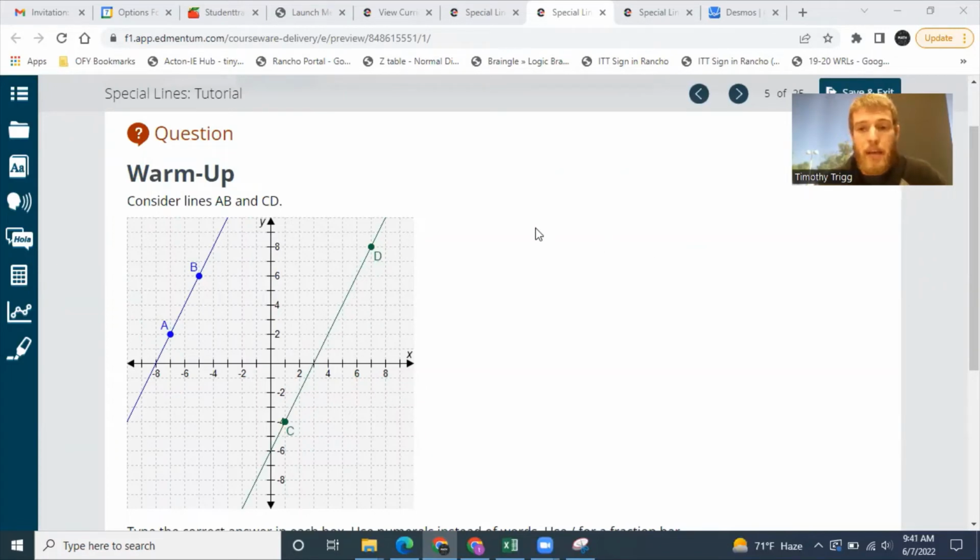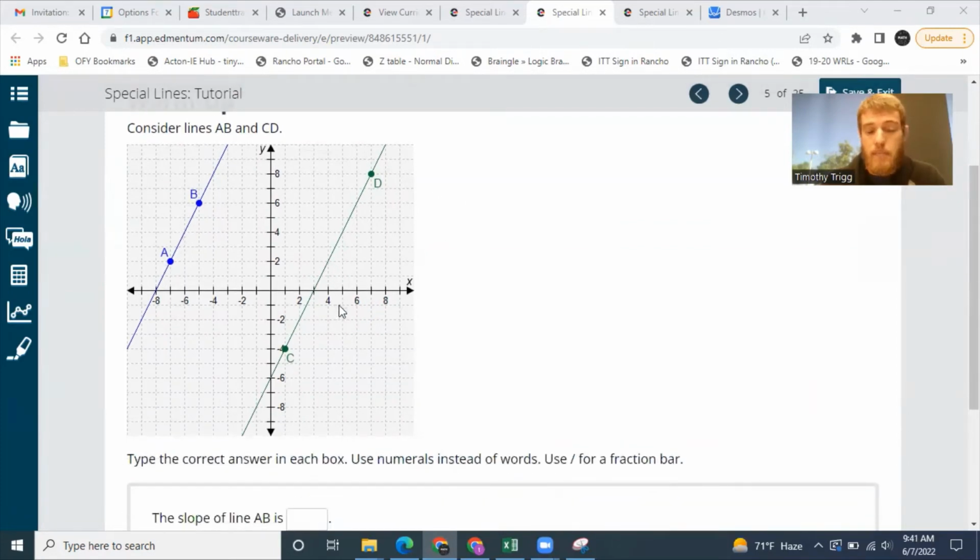Here, the warm-up on page 5. Let's go ahead and get started. It says, consider lines AB and CD. So we have line AB there in blue and CD there in green. And we want to find the slope of line AB and the slope of line CD.